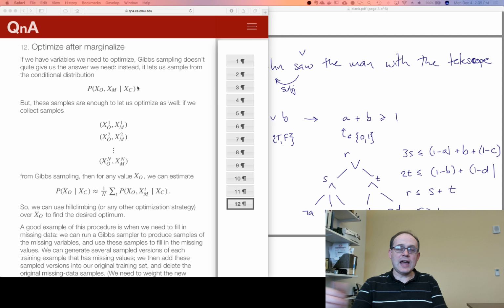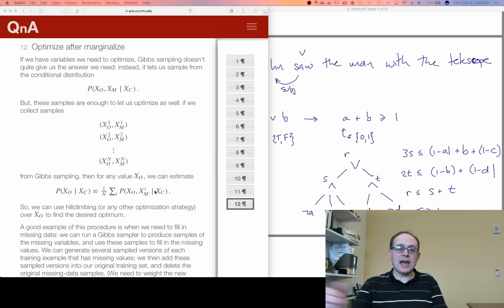But if we want to optimize as well, we can collect a whole bunch of samples. We run our Gibbs sampler, let it run long enough to converge, and take some samples of XO and XM. We throw away the XOs, and we take XM as a sample of the marginal distribution of XM given XC. And then the probability of XO given XC is approximately equal to the average over all of our samples of M of the probability of XO and XM given XC. So this then becomes an objective that we can optimize using ordinary hill climbing.